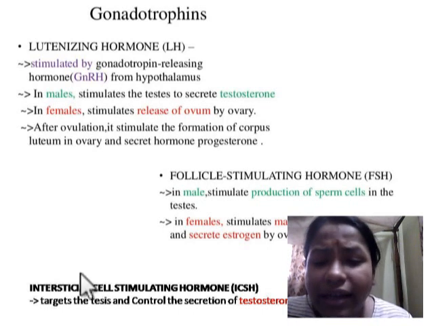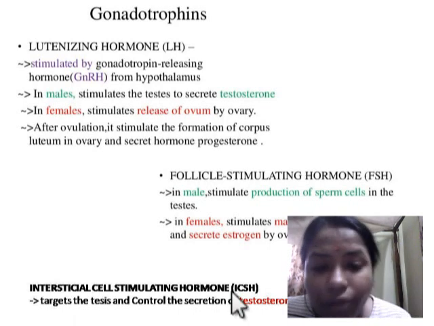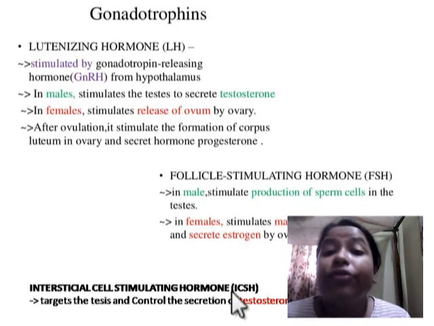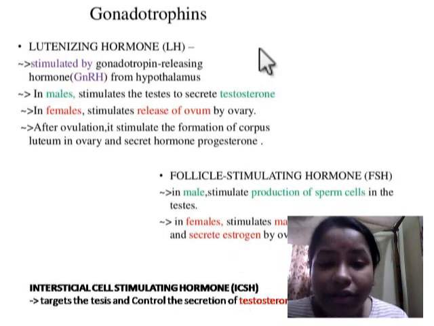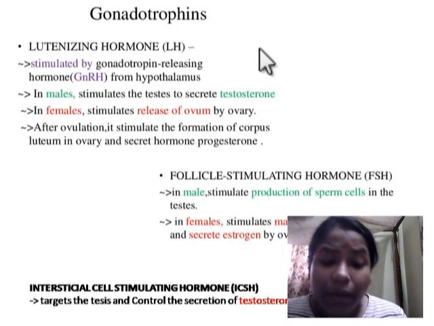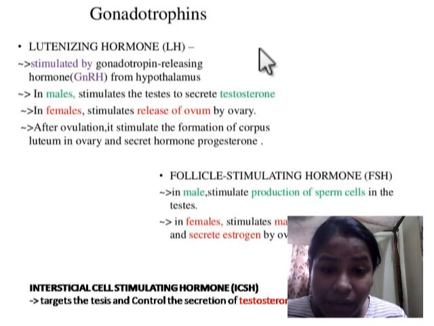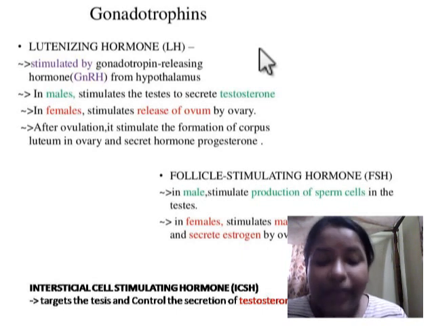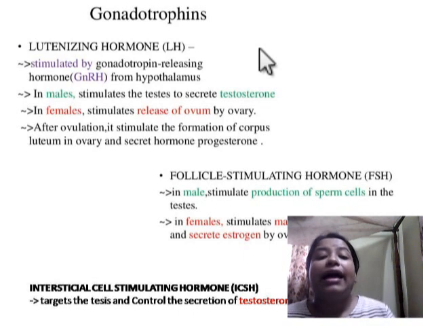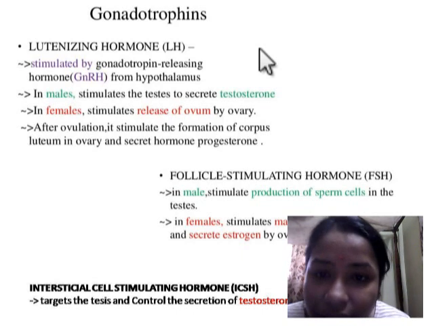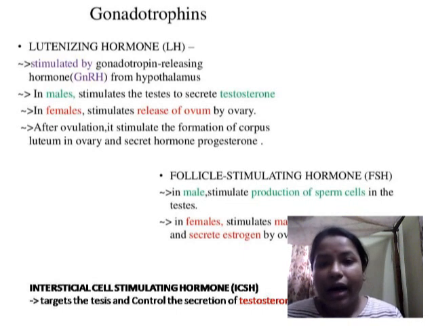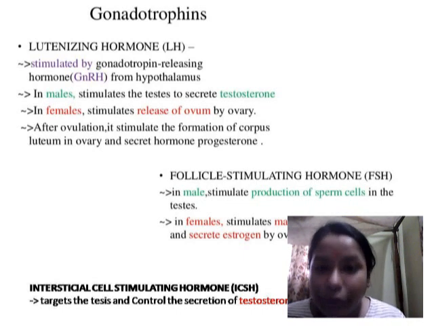Sometimes it is also called interstitial cell stimulating hormone, which also targets the testes and controls the secretion of testosterone. The next one is our follicle stimulating hormone, which stimulates spermatogenesis, that is the production of sperm cells in the testes, and in females stimulates the maturation of the ovarian follicle and the secretion of estrogen by the ovary. So these are the hormones of our anterior pituitary gland.